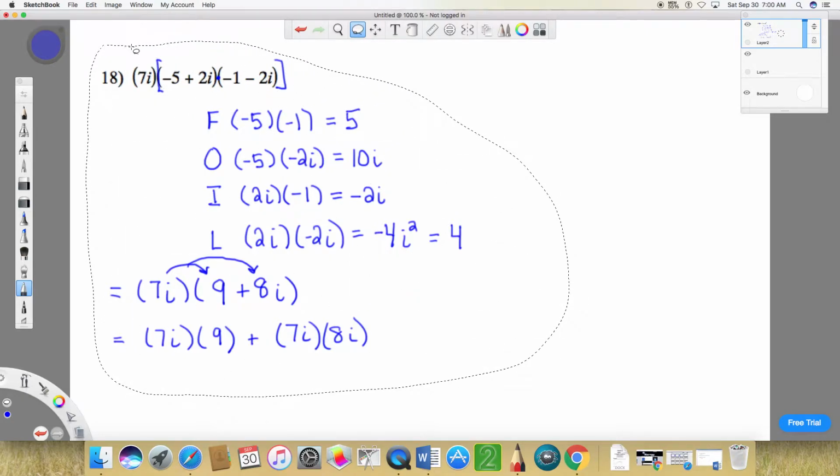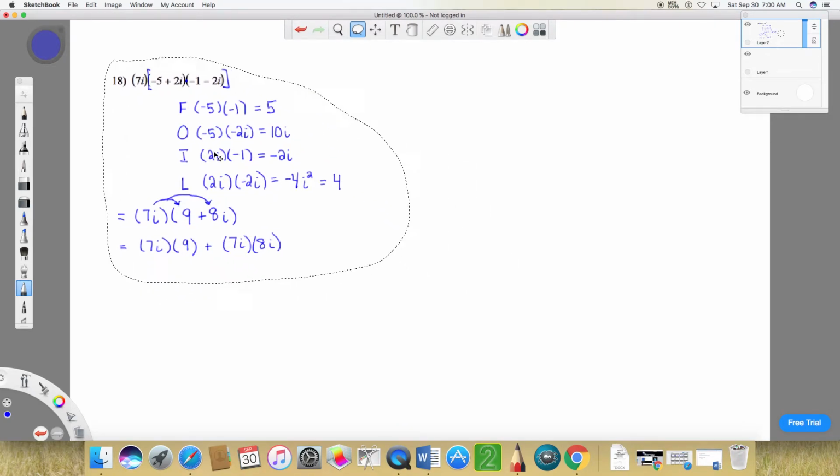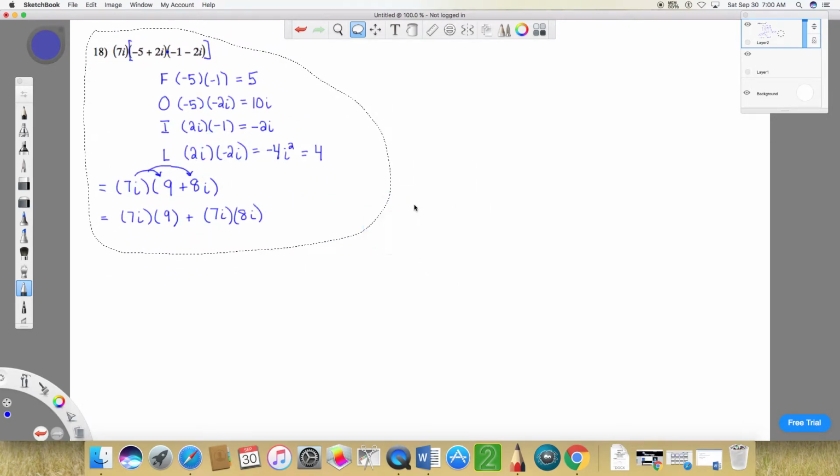I need a little bit more room, so all right. 7i times the positive 9 is 63i. 7 times 8 is 56, and i times i is i squared.